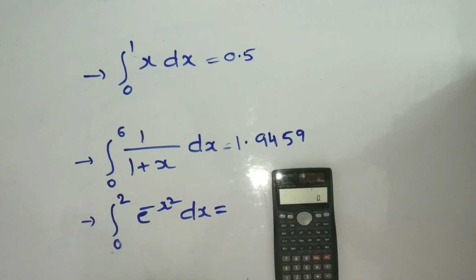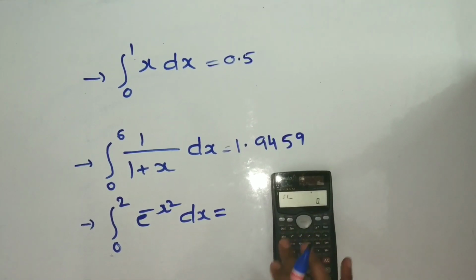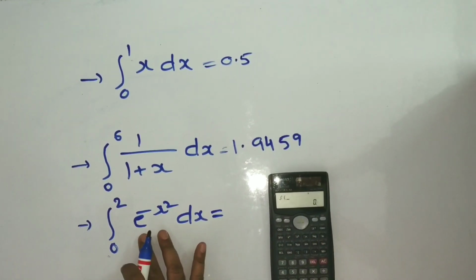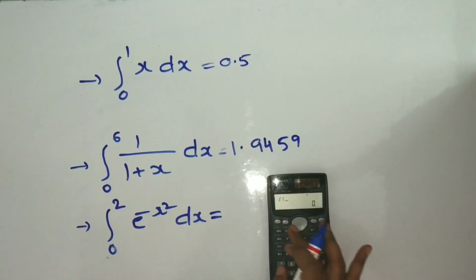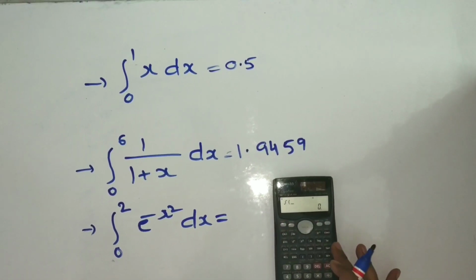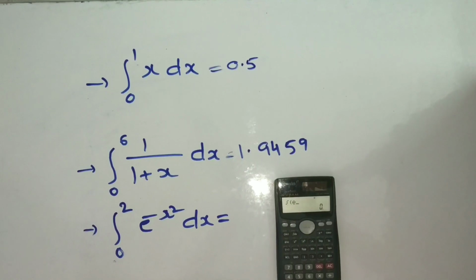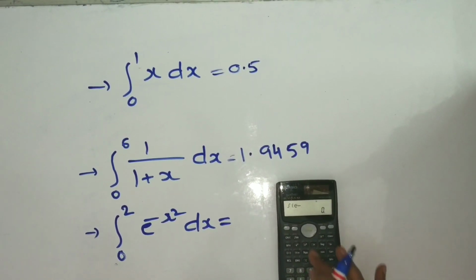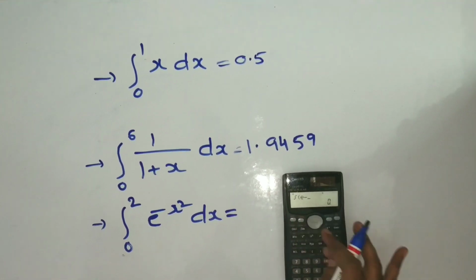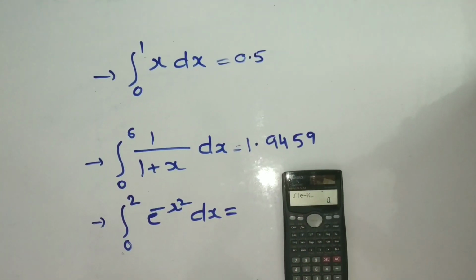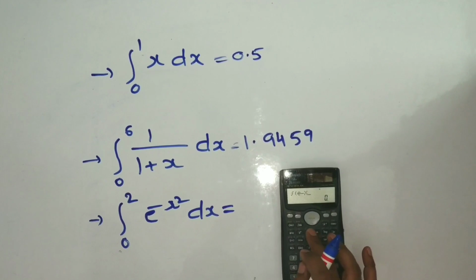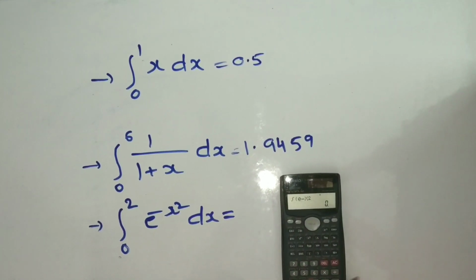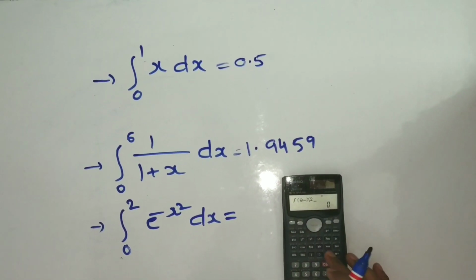And third one, students. See, again press integration. Here we have e power minus x square, students. Shift ln, students. We get e minus x square. So minus, again for x, press alpha x, students. And see, students, we have x square here. X square.